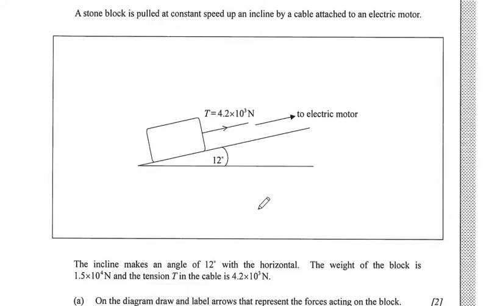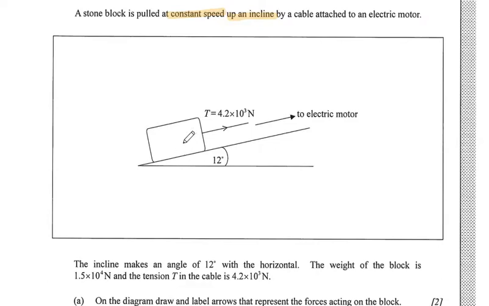Question number 19. We have an inclined plane where a stone block is pulled at constant speed up an incline. And we know the angle, we know the tension. So on the diagram, we are asked to draw and label arrows that represent the forces acting on the block.